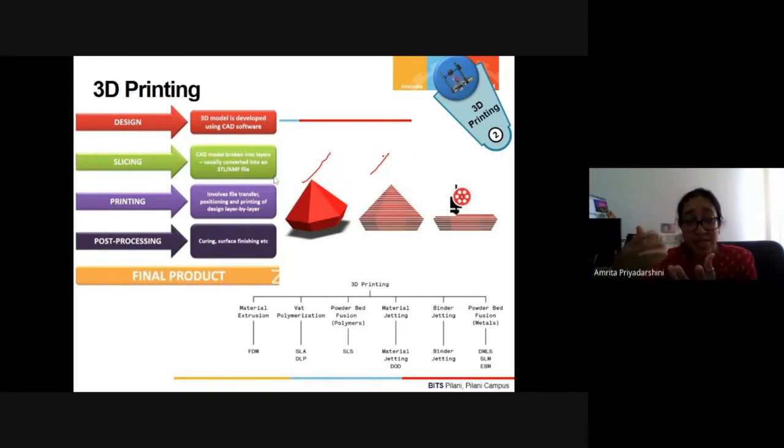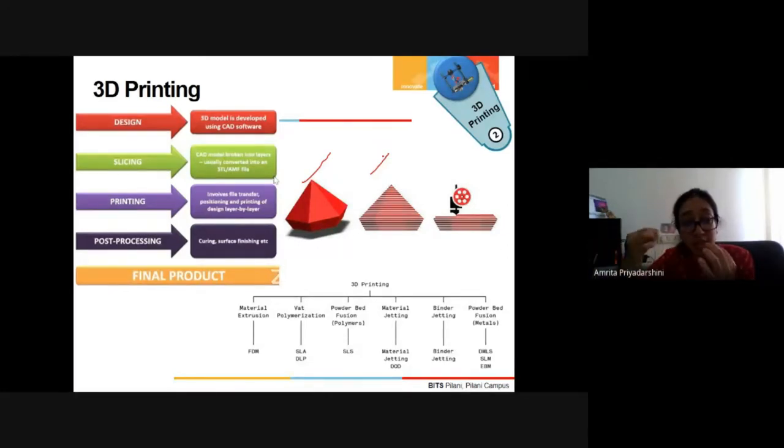So again, deciding on the layer thickness depends upon what the component is, what its size is, what the structure of the component is, and what final finish you want, because all these things are going to affect your final finish and the strength. So we have to decide. This is the range in which the thickness varies.